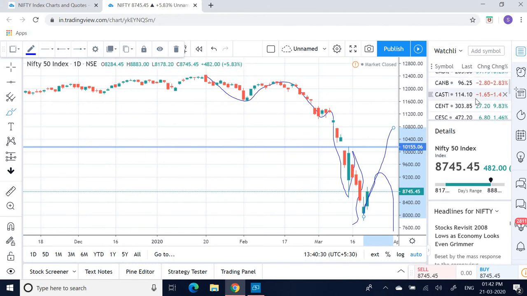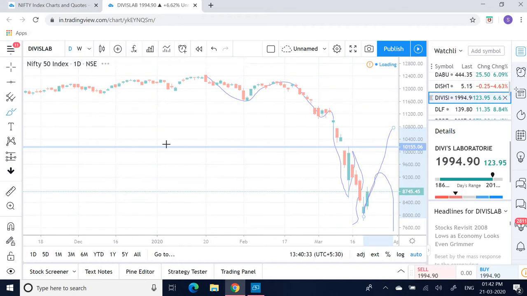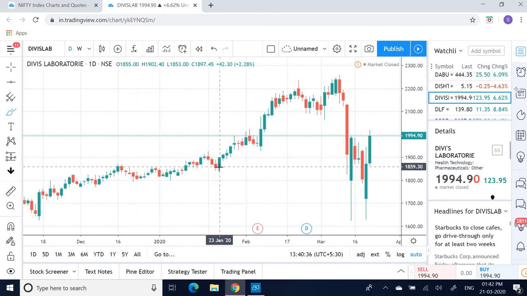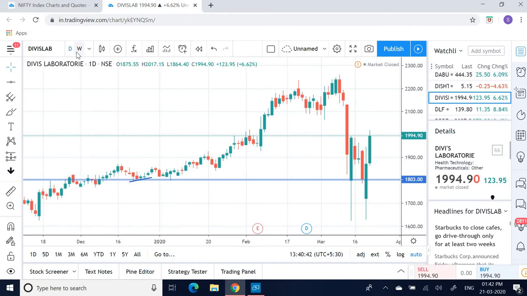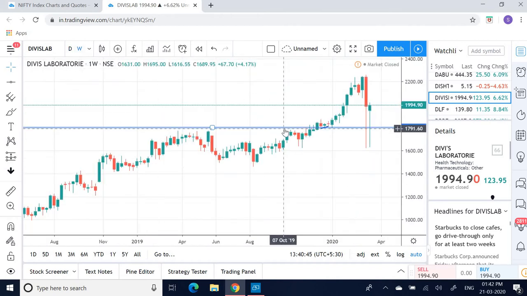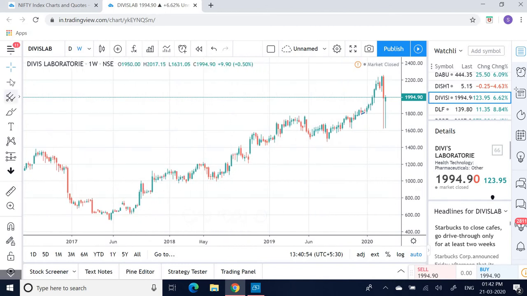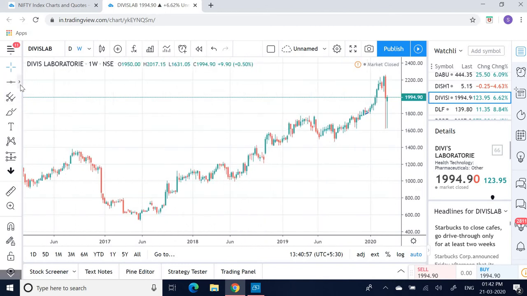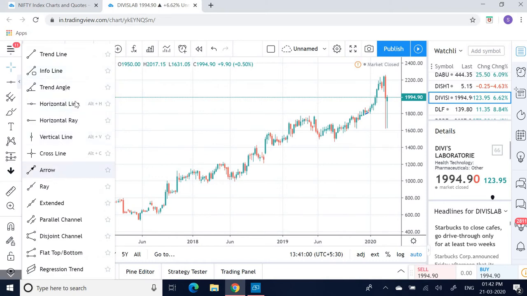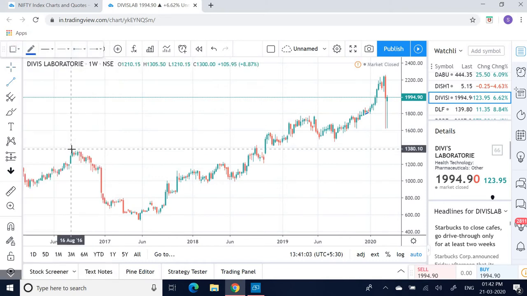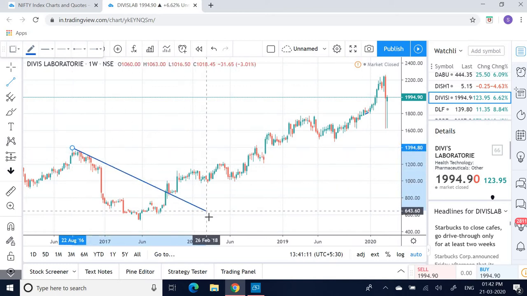Let us pick any random stock. Let us probably pick up Divi's Laboratories. And what we can see over here is, we'll convert it to weekly charts first. And what we can see is this. Look at this. You can open any chart, and what you do is spend time on charts. Once you see the theory, you will appreciate it more once you look at the charts yourself.